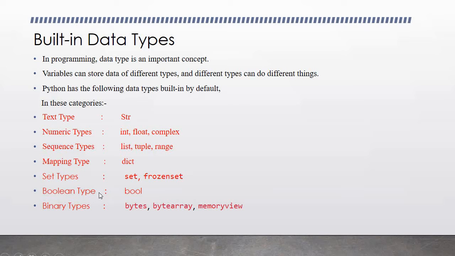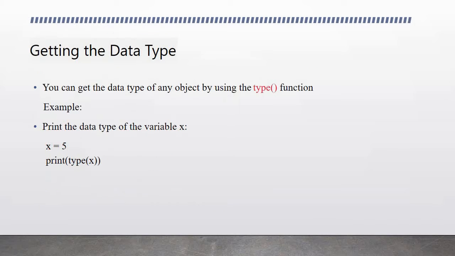Next one is Boolean type. Boolean type is used to return a true or false value. For that purpose we are using Boolean type. Next one is binary type, in which we have bytes, byte array, memory view. Next one is how to get the data type.